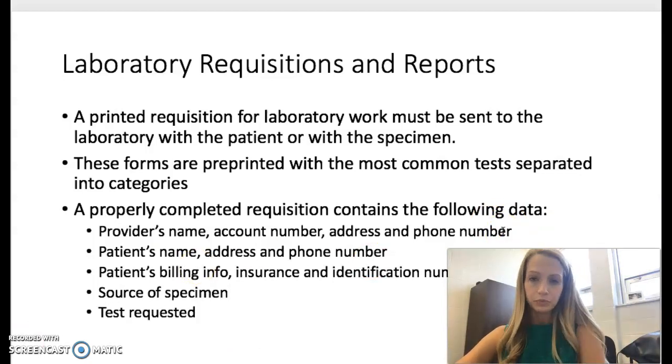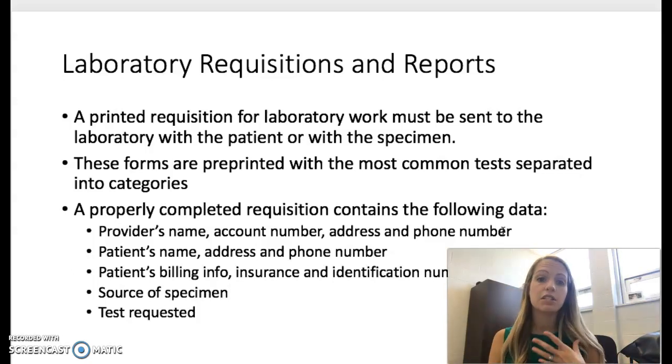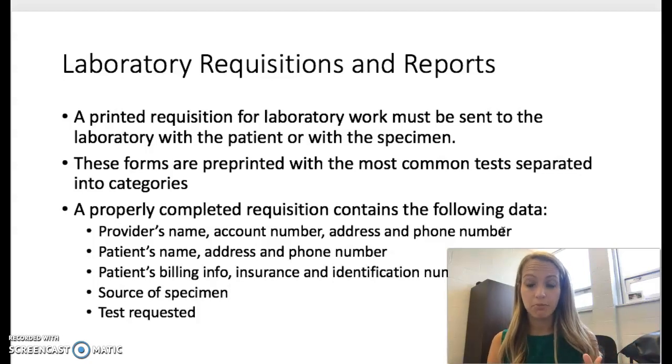The areas have to be completed. So the provider's name needs to be on there, their account number, their address, their phone number, in case there's any questions from the lab to reach out to the provider. The patient's information has to be there. The patient's billing information, because the lab may be the one billing them for the services provided by the lab.